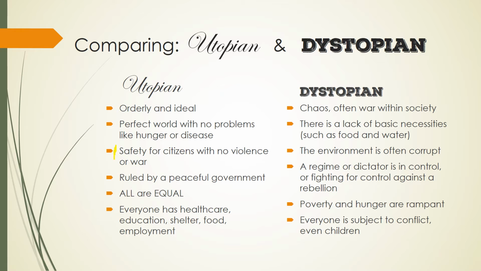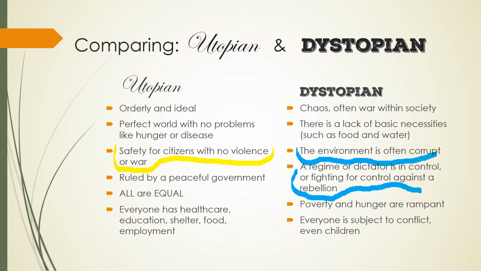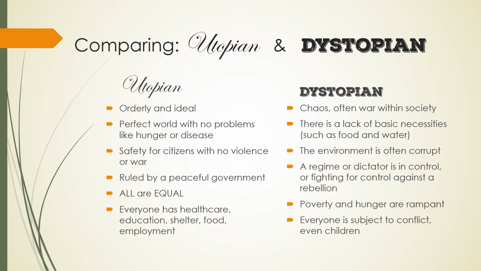In a utopian society, war and violence are usually outlawed or supposedly non-existent. And in opposition, in a dystopian society, the environment is often corrupt. A dictator is often in control, and usually in stories that are dystopian, there's a rebellion that's fighting against the dictator. Like in Star Wars, the rebellion was Han Solo and Luke Skywalker and Leia. They were fighting against the stormtroopers and the bad guys.